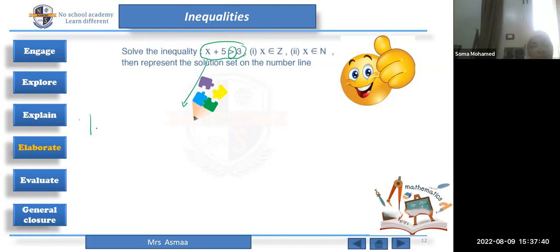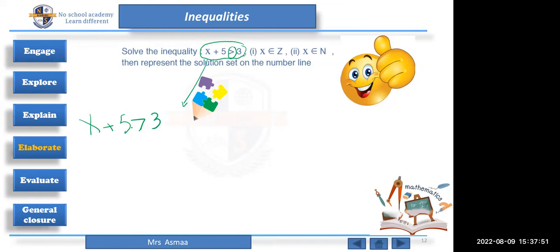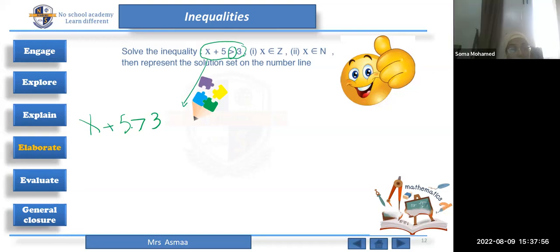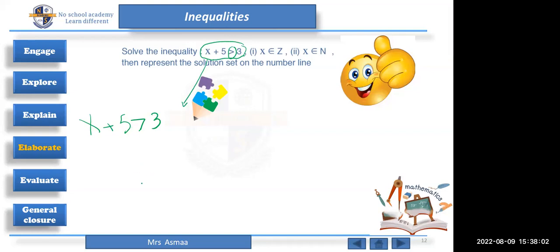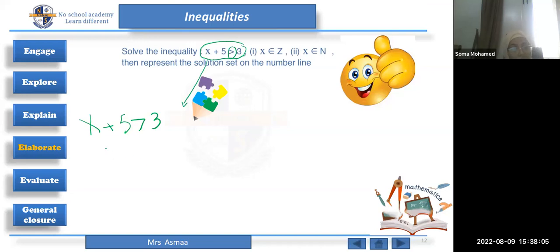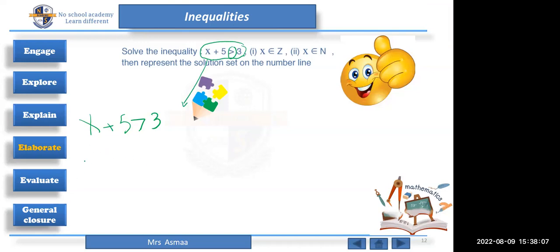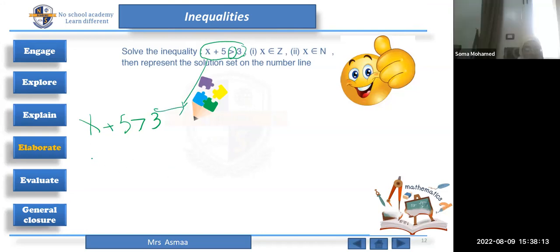Okay, how can I solve it? x plus 5 more than 3. How can I get the answer? What shall I do? I will take the 5 to the other side. Super. I will change the sign. So x to be x, and 3 minus 5. Yes. Super. Okay. Continue, Sajid.